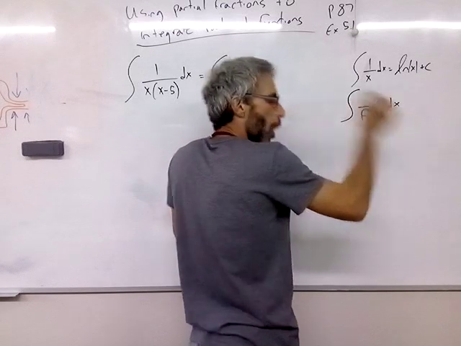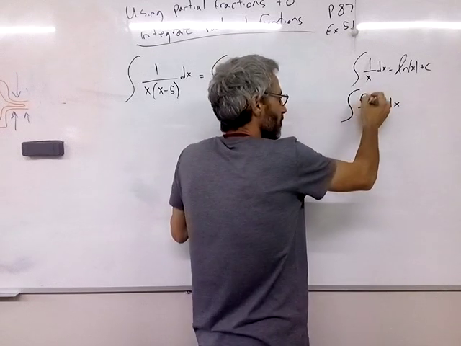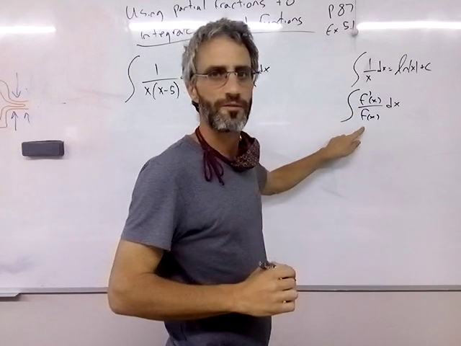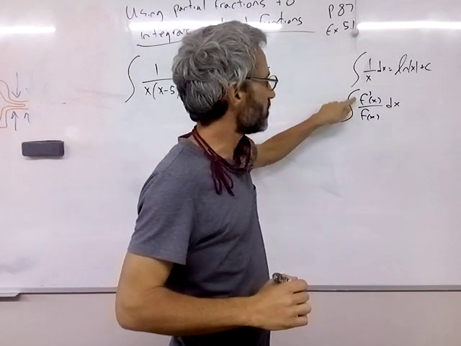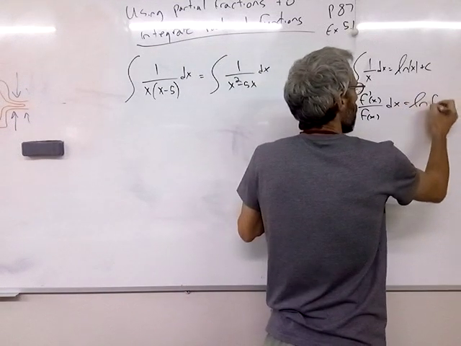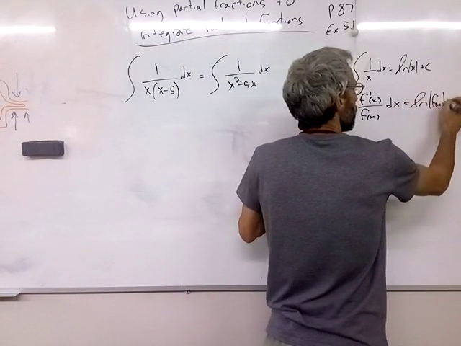Now, we can do that only, and that's going to be important, if at the top, in the numerator, we have the derivative of that function. So if I have the derivative of a function divided by the function, the answer is going to be ln of f of x, in absolute values, plus c.